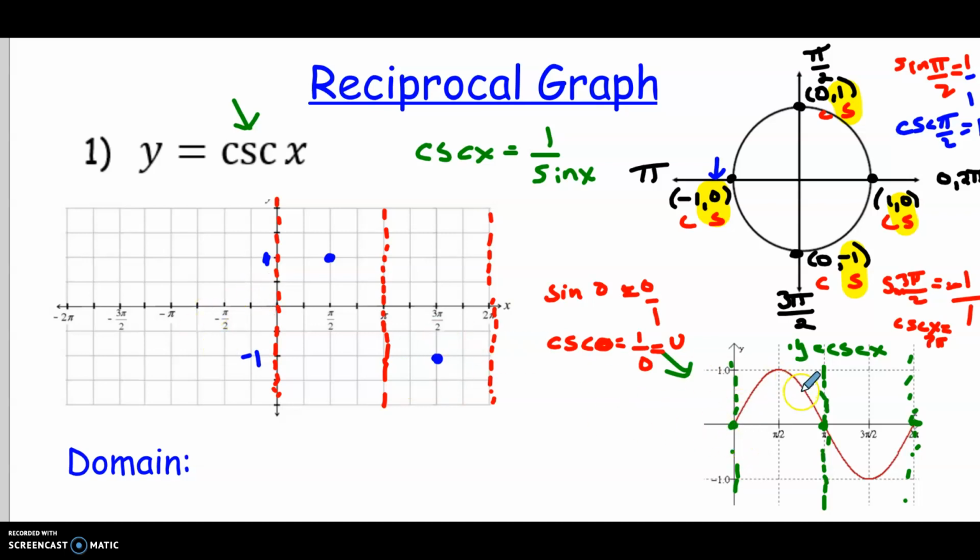So far that matches. I know that at pi over 2, it's 1, and so when I flip that, it's going to stay 1. And at 3 pi over 2, it's negative 1, and it's going to stay as it does here. So now let's talk about creating a curve.